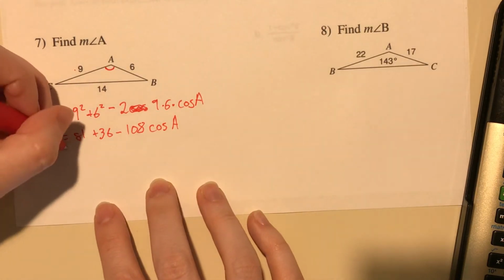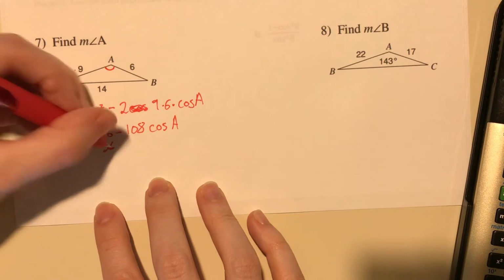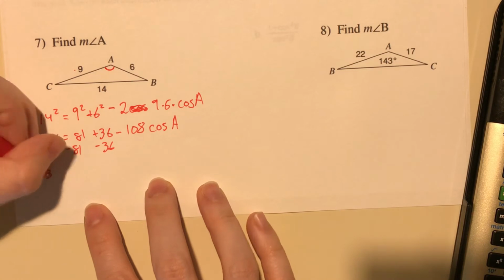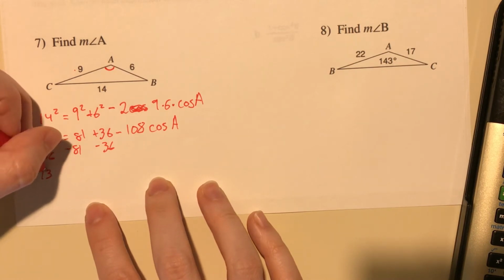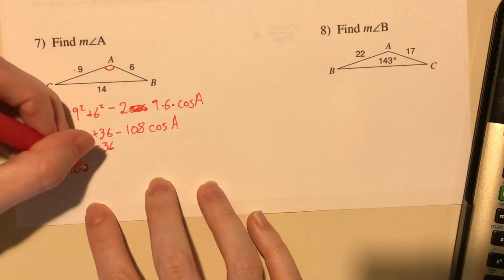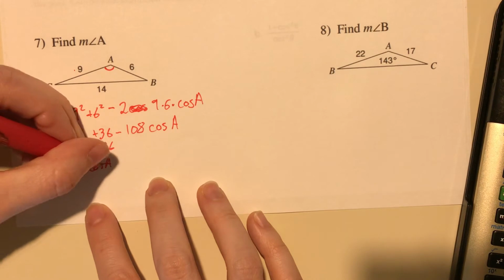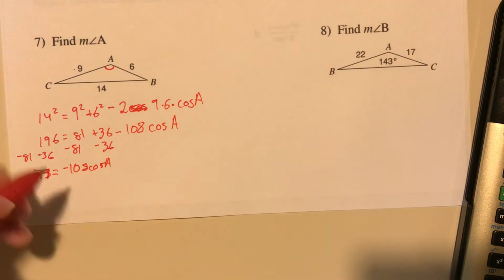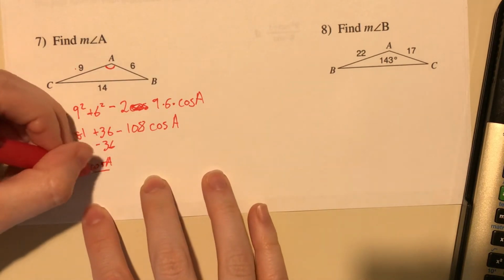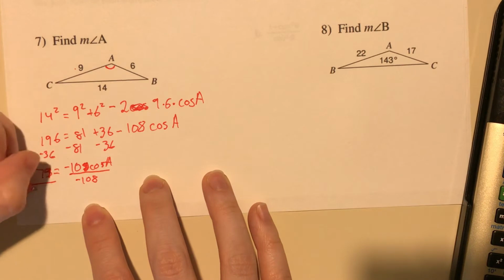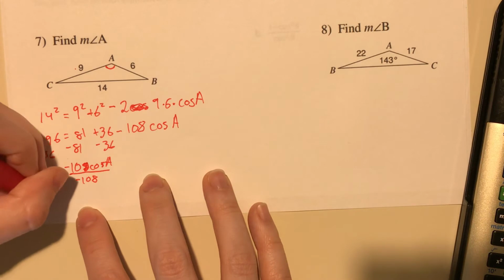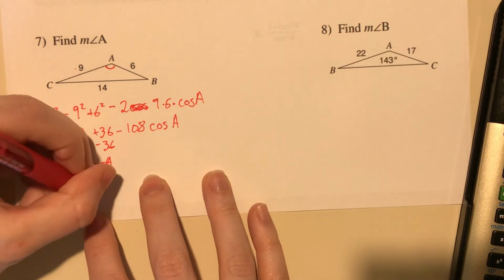And then we will subtract 81 and we'll subtract 36 from both sides. 81 minus 36, and we end up with 79 equals negative 108 cosine of A. So make sure again that you are using the negative sign that comes there. And then we want to get cosine of A on its own because then we want to find A. So we're going to divide by negative 108 from both sides. 79 divided by negative 108 is negative 0.731. That's equal to cosine of A.